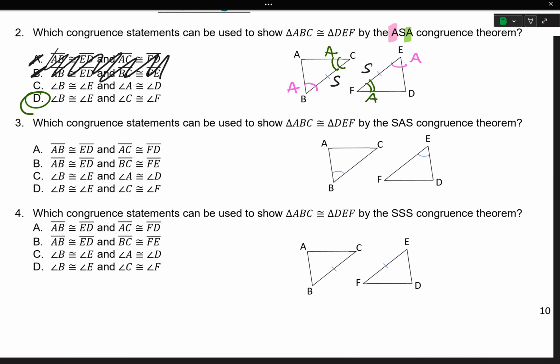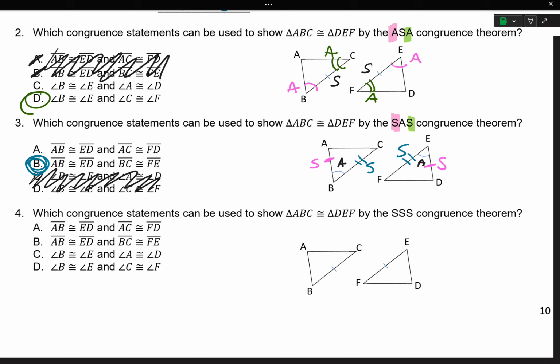Number 3. Which congruent statements can be used to show these 2 triangles congruent by side angle side? We are already given an angle, which means we are missing 2 sides. This allows me to cross off options C and D immediately. I don't need any angles. A and B start the same way, that AB is congruent to ED. Let's mark it. Just looking at the pictures, in order for side angle side to work, I would need this side to be congruent to this one. That looks like option B.